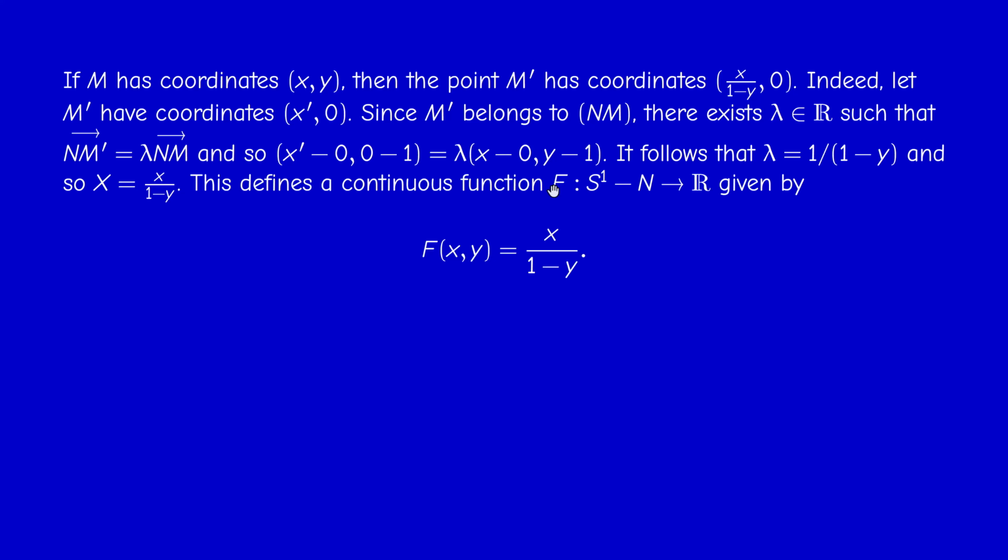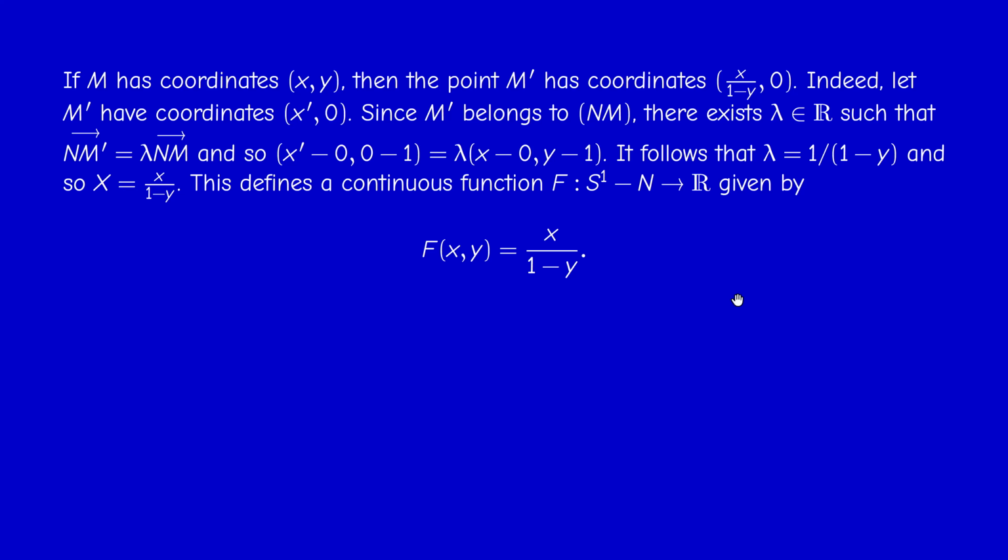So actually you now have a function from S1 without its north pole into R, that to each point (x, y) such that x squared plus y squared equals 1, assigns the image x over 1 minus y. Of course, it's continuous because we removed the point. If (x, y) is here, then y is different from 1, so we can divide by it. So this is, of course, something continuous.